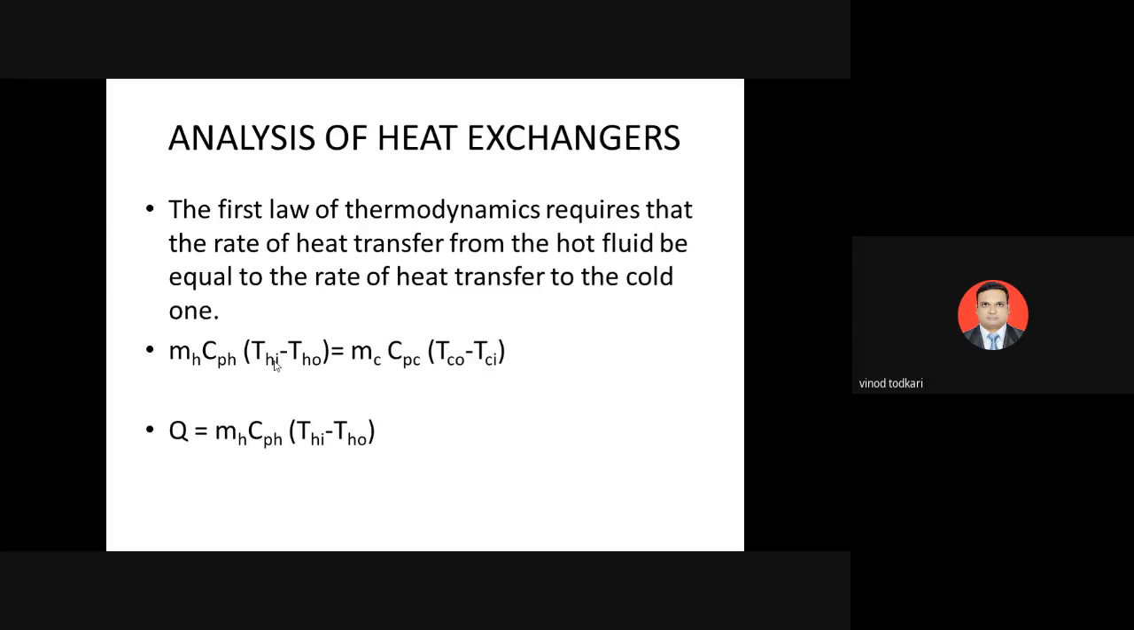Very simple steps. In the first step, out of four temperatures, THI, THO, TCI, TCO, only three temperatures are known to us. So we have to work out the fourth one using step number one, using energy balance. In the second step, we have to work out how much the heat transfer rate should be. Being a heat exchanger, right? We have to find out the heat transfer rate.